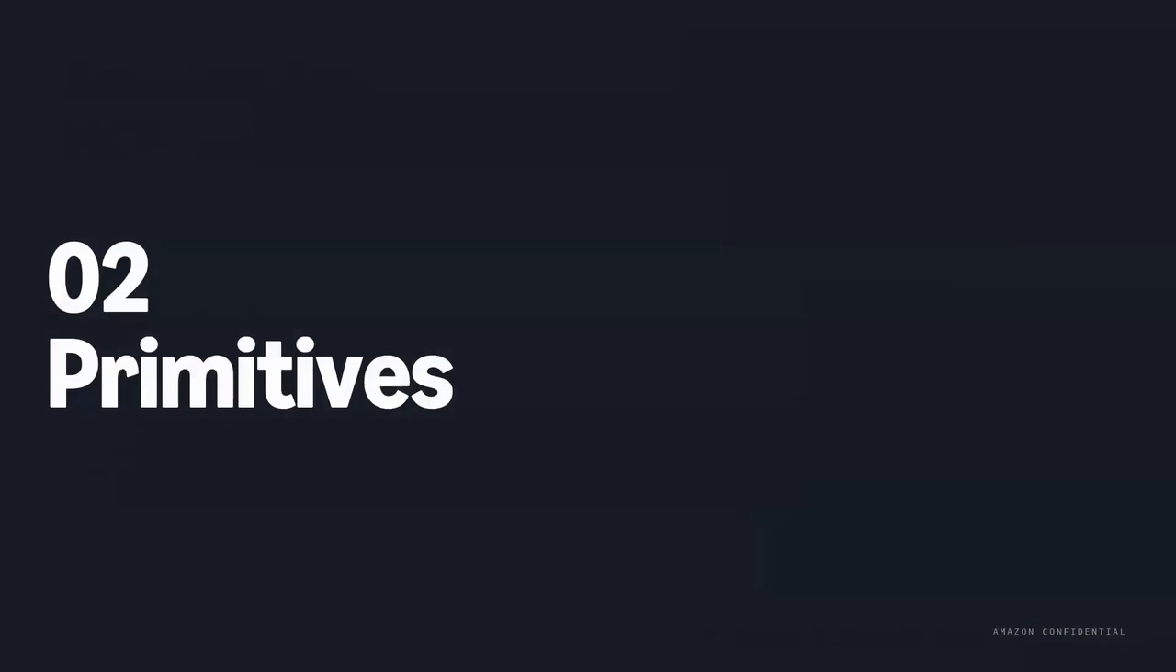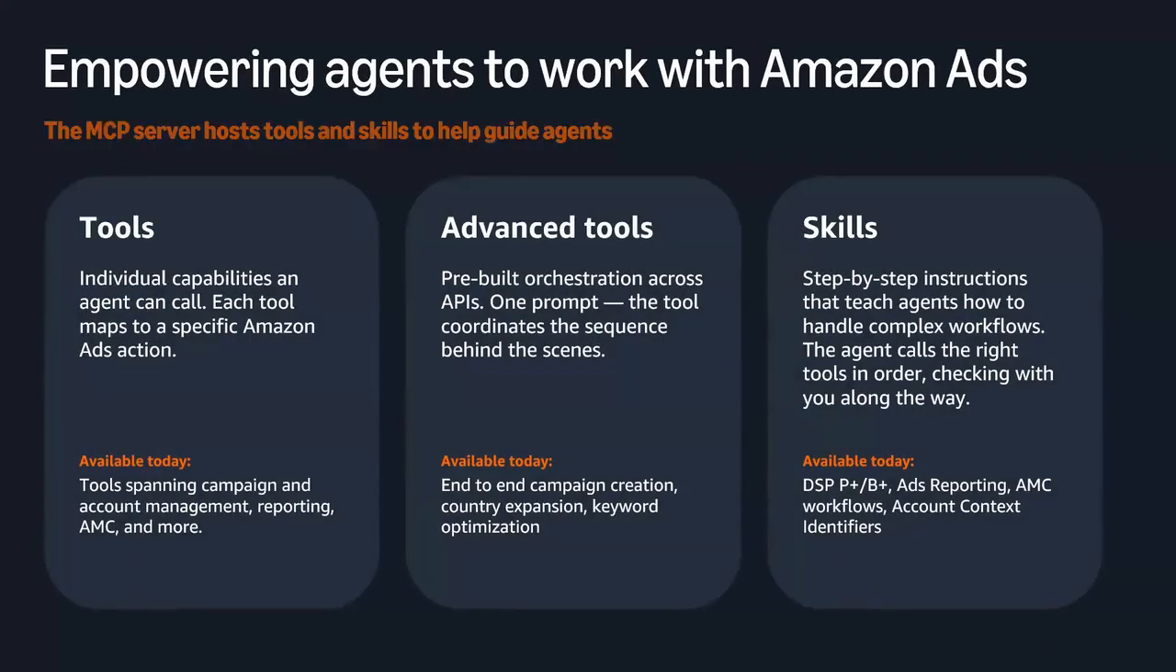Now, let's look at the primitives, which are the building blocks that power the MCP server. The MCP server translates Amazon Ads API functionalities into three types of primitives. I like to think of this using a kitchen analogy. First, you have tools. Think of these as individual ingredients. Each tool maps to a specific Amazon Ads action, like adjusting a budget or pulling a report. We have tools covering campaign management, reporting, and more.